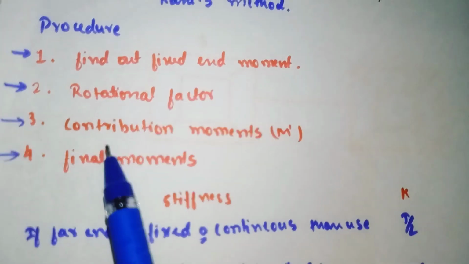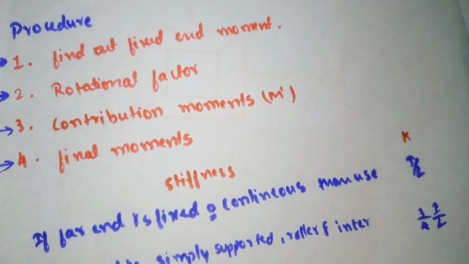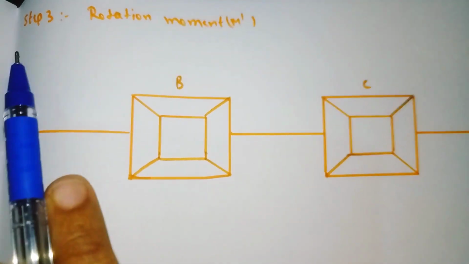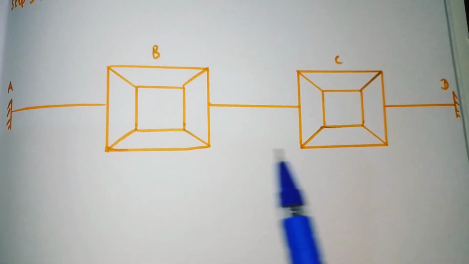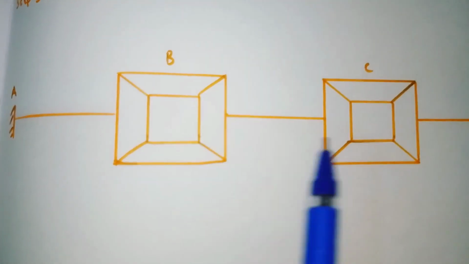Our third step is to find out the contribution. It is denoted as M dash. It is also called the rotation moment. So for the rotation moment, in step number 3, we need to draw the box like this. Wherever a joint is there, we need to draw boxes like this.